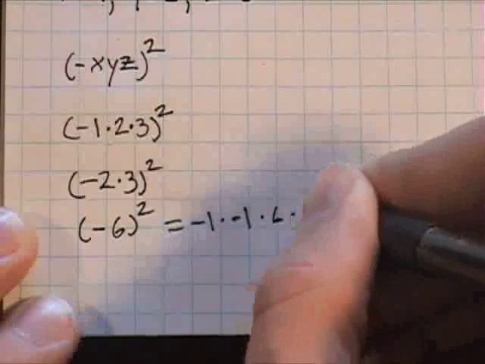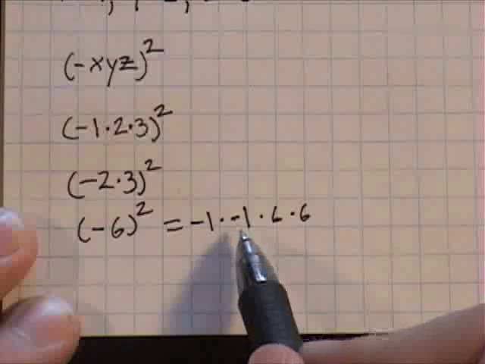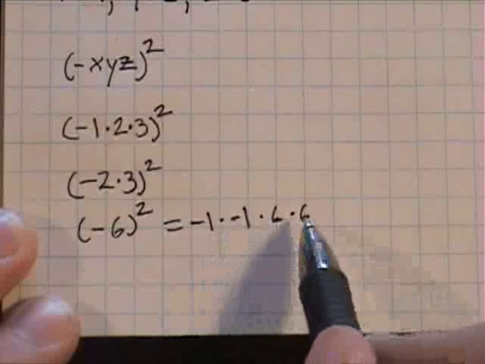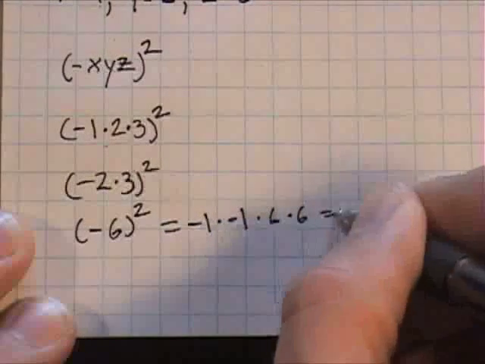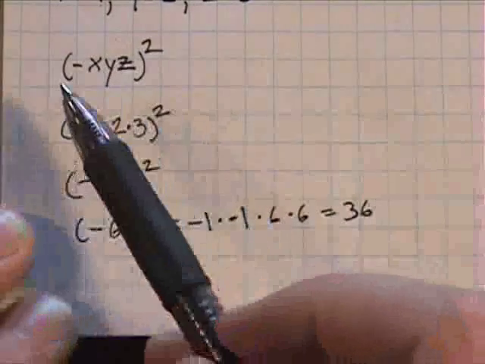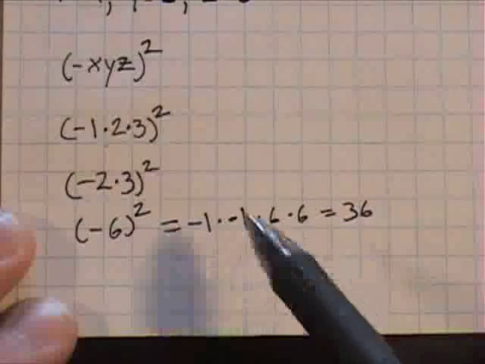So 6 times 6, and -1 times -1 just becomes 1, so those cancel out. And you have 6 times 6, which is 36. Now you know the numerical value of this term up here. It's just substituting things out and then simplifying them.